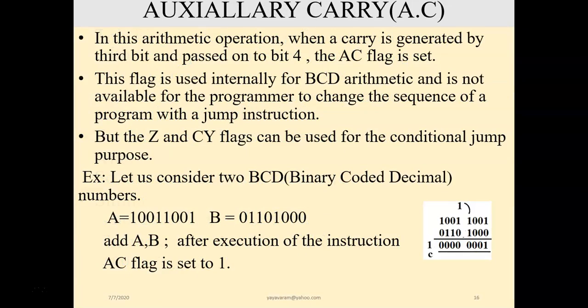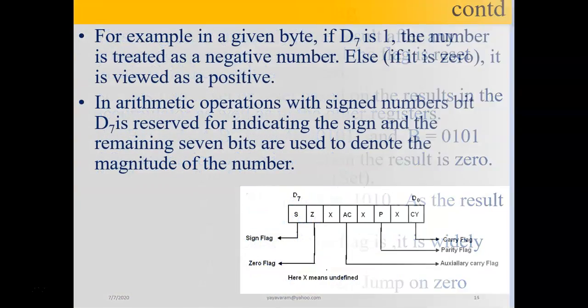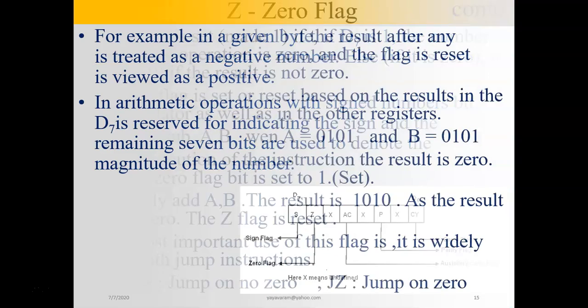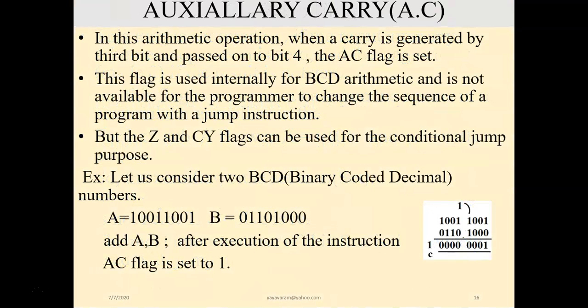Similarly, consider the auxiliary carry bit. So what is this auxiliary carry bit? Here you can see AC. AC means auxiliary carry. What is actually the meaning of auxiliary carry? Auxiliary means additional, helping, extra. So already you have a carry bit. In addition to this, I have another carry bit called auxiliary, additional or helping. So this is an extra carry bit.